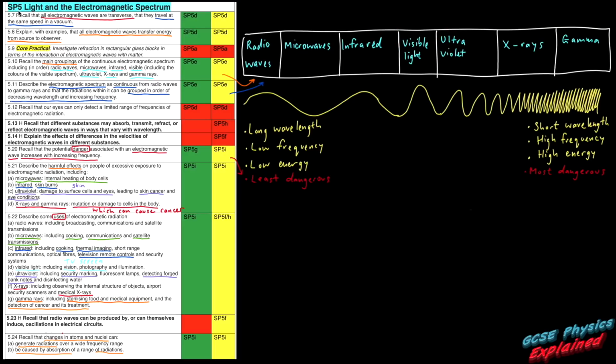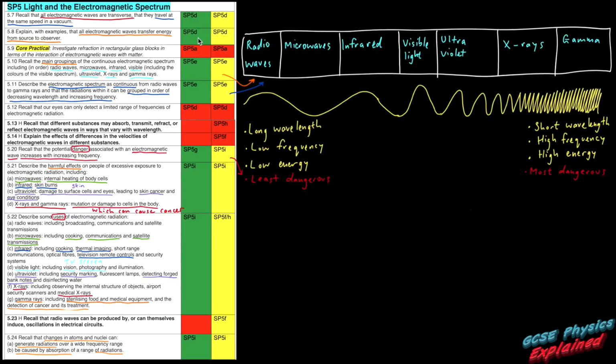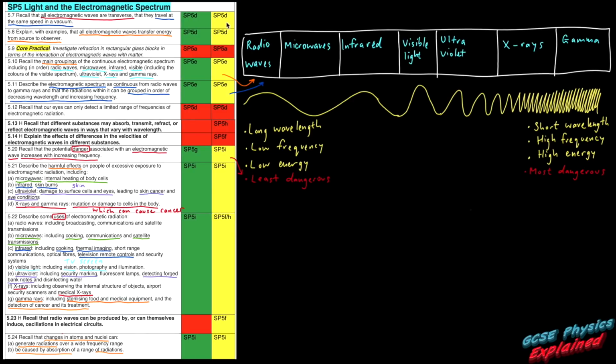Unit SP5, Light and the Electromagnetic Spectrum. The content that foundation students need to know is exactly the same as the contents for higher students, except for this statement here. So you can see the higher candidates only need to know little bits about this. Foundation candidates need to know the similar bits, but in perhaps a little bit more detail.